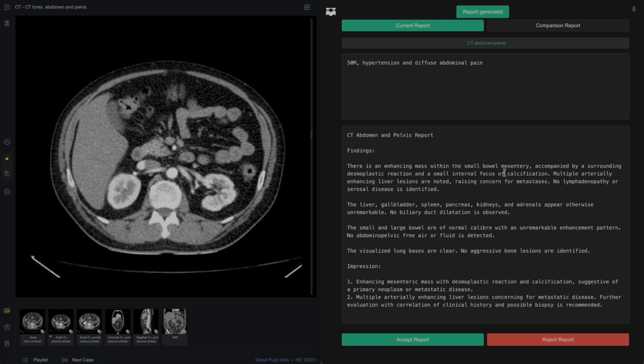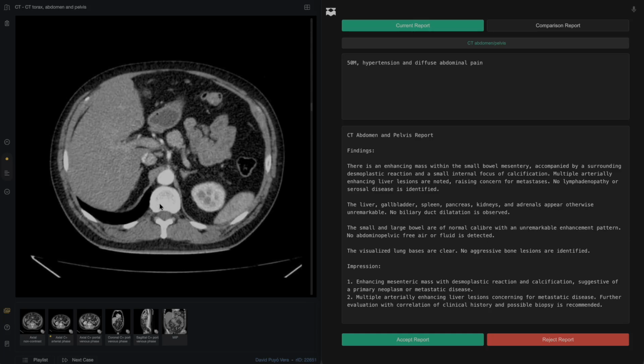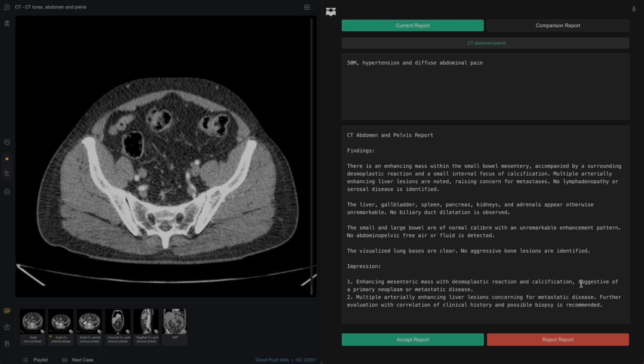So enhancing mass, small bowel mesentery, focus of calcification, other organs normal. Yep, we looked at lung bases and we looked at bone lesions, so that's good. Enhancing mesenteric mass suggestive of a primary mesenteric tumour, but we can do better than that because we've had a bit of a think: suggestive of a carcinoid tumour, multiple large enhancing liver and mesenteric disease. Good, let's finish it there.